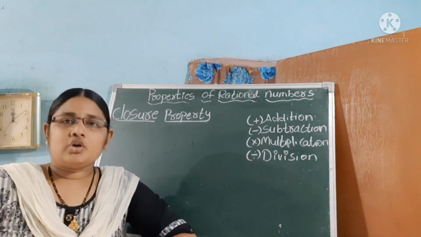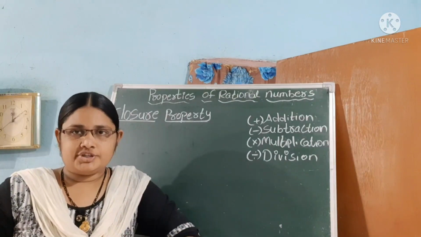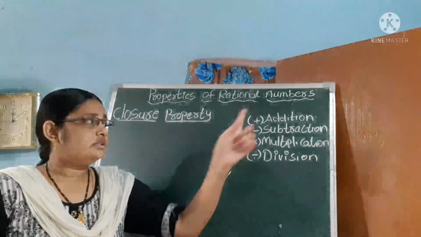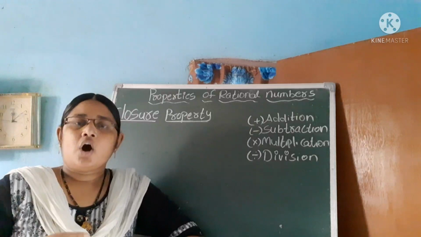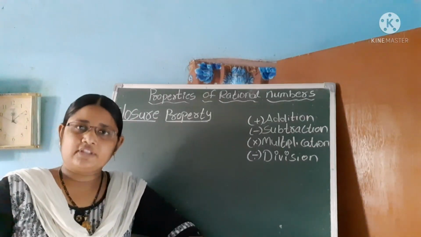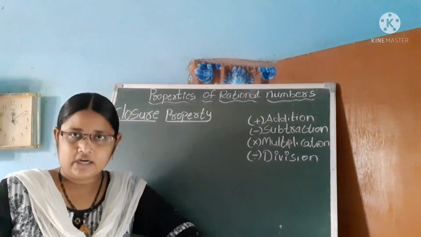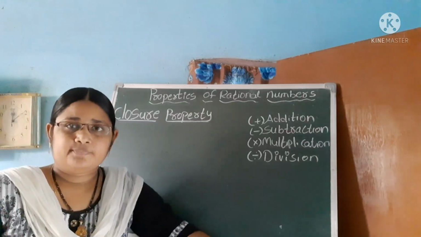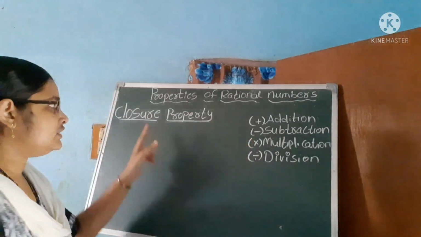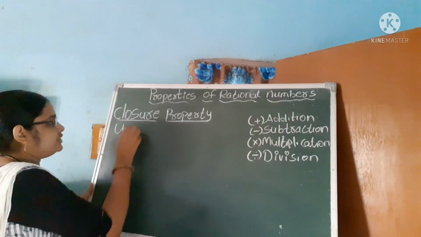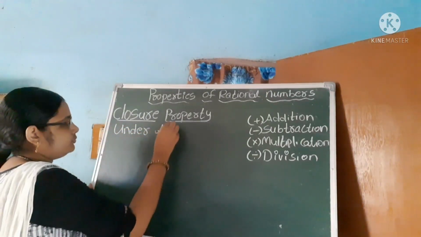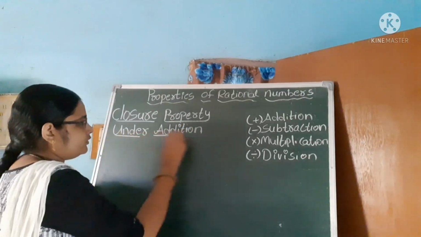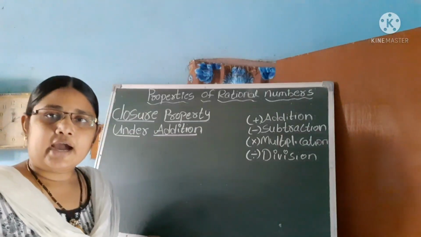So coming to the closure property. What is meant by closure property? First we take any two rational numbers. We apply these 4 binary operations on the two rational numbers. If the result is also a rational number, then closure property is satisfied for that binary operation. Do you understand? Okay, first closure property under addition.